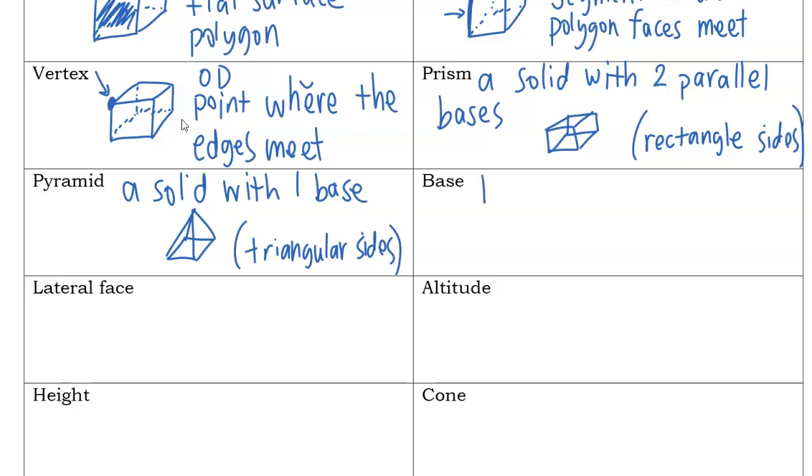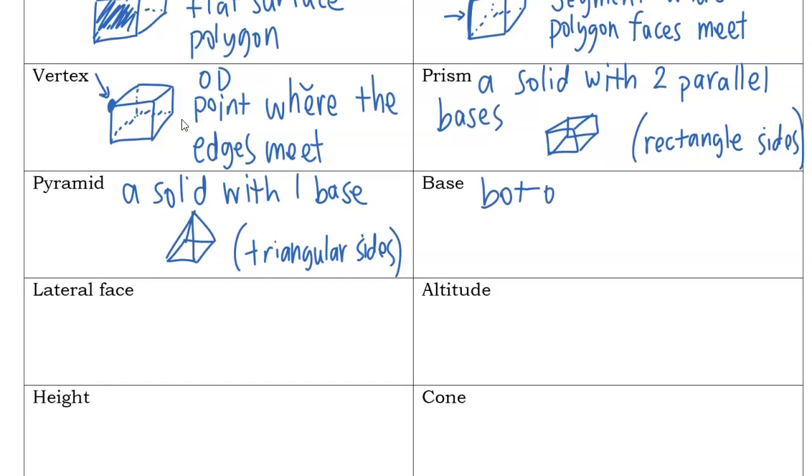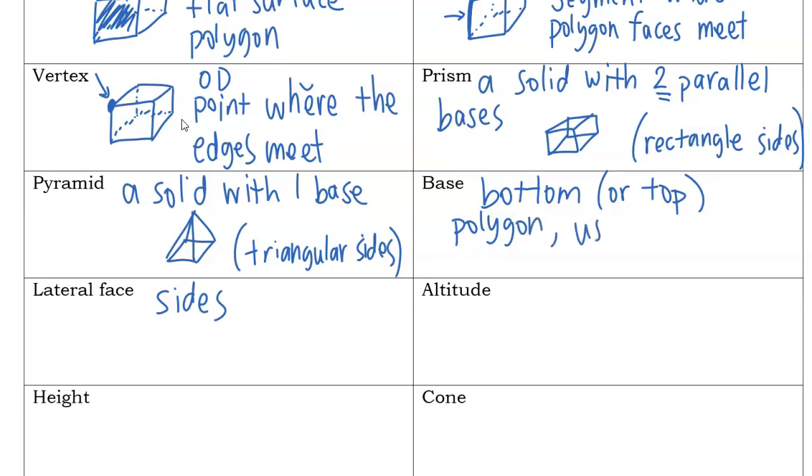So that's the bottom, but also the top on prisms, because they're going to have two of them, right, of the shape, versus the lateral face, that's going to be the sides. And I think I'm going to clarify that this is the bottom or top polygon, and it's used to name. Versus this is the sides, and again, we have triangular sides on our pyramids and rectangular sides on our prisms.